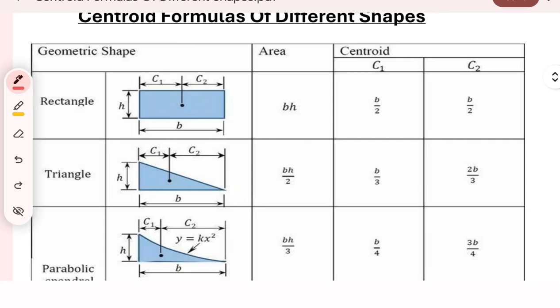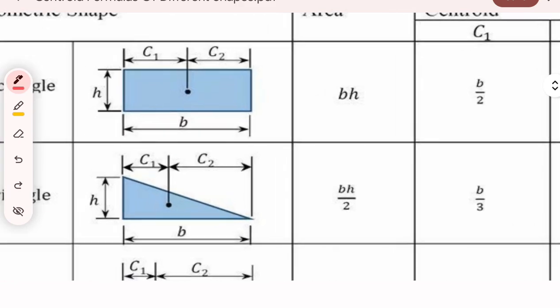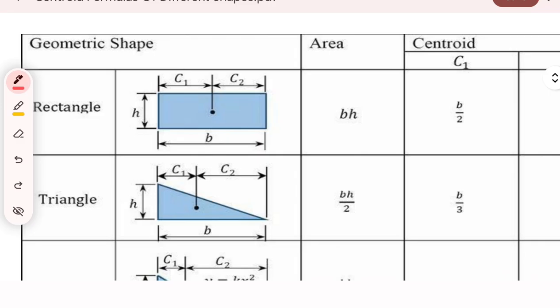So the first shape is the rectangular shape. This is the rectangular shape, and we have a base and a height. With a base given and a height given, we can compute the area of the rectangular shape: base times height. And the centroid is located here. If you base it from the left side, it is C1, and from the right side, it is located at C2. So C1 is base over 2.